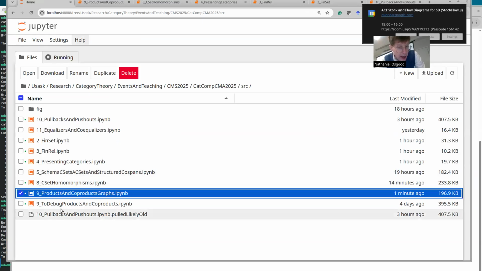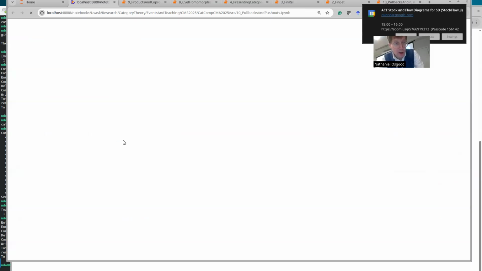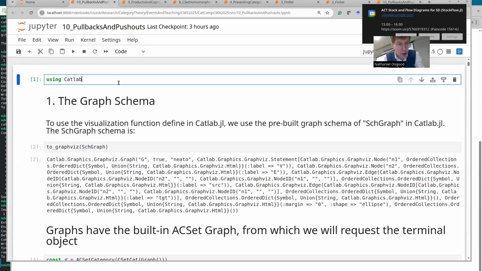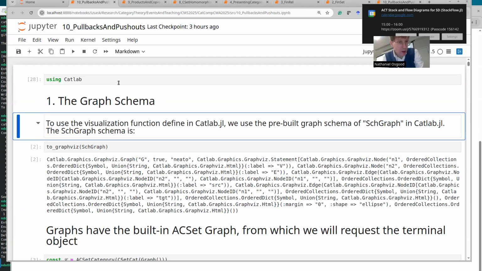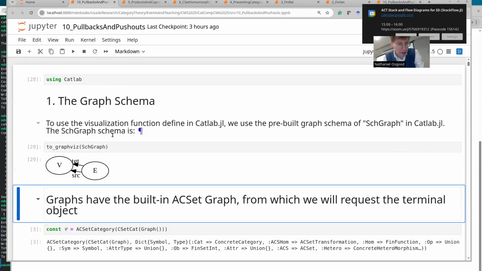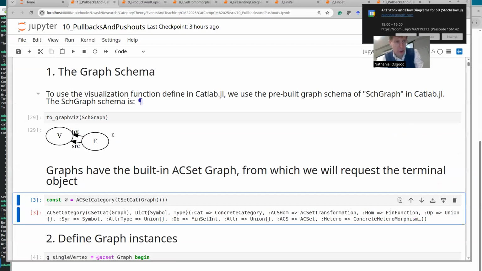Schema 10. Okay, here we go. Pullbacks and pushouts. So once again, we're going to use our favorite schema, our schema graph. But again, this has nothing to do with graphs in particular.